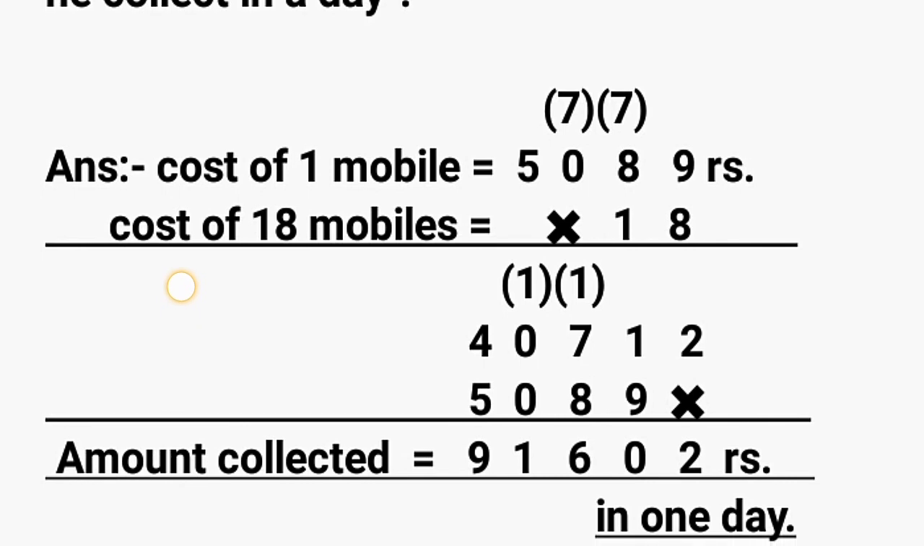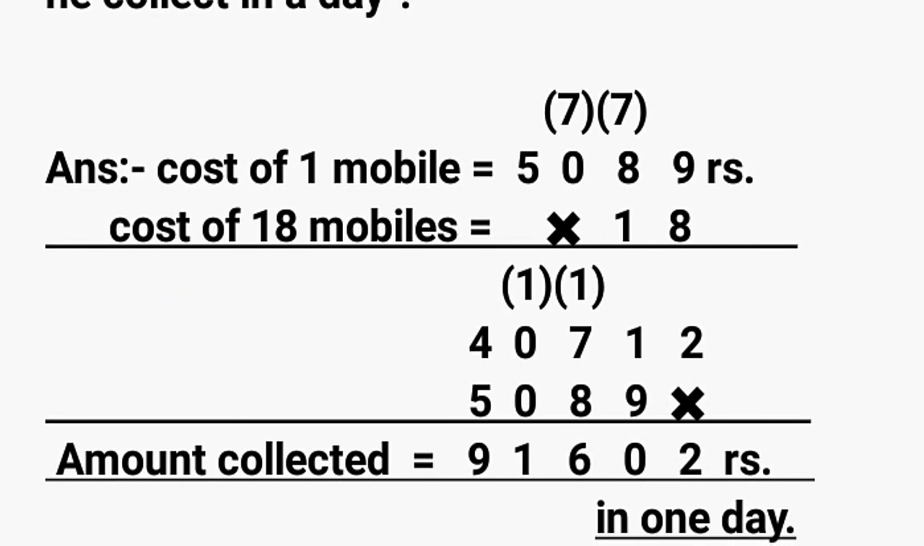So let's start. 8 into 9 is 72, 7 carried. 8 into 8 is 64 plus 7 is 71, 7 carried. 8 into 0 is 0 plus 7 is 7. 8 into 5 is 40. Now 1 into 9 is 9, 1 into 8 is 8, 1 into 0 is 0, 1 into 5 is 5. So let's add 2. 1 plus 9 is 10, 1 carried, 1 plus 7 plus 8 is 16, 1 carried, 1 plus 0 is 1, 4 plus 5 is 9. So amount collected is equal to 91,602 rupees in 1 day.